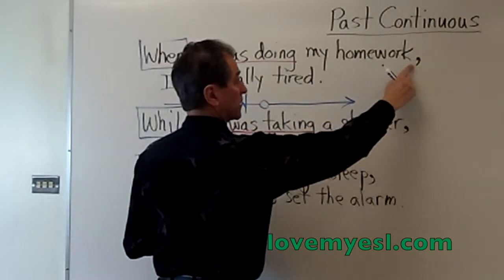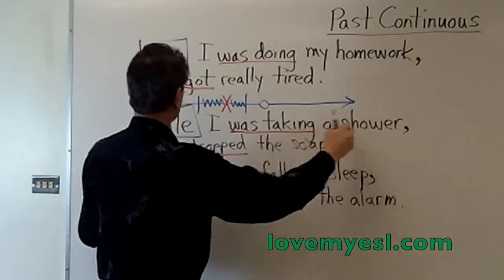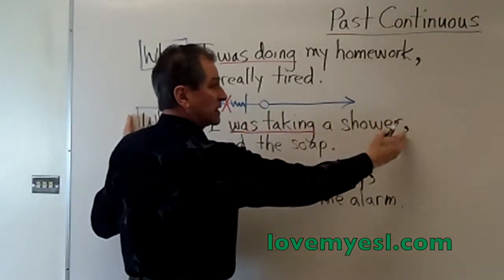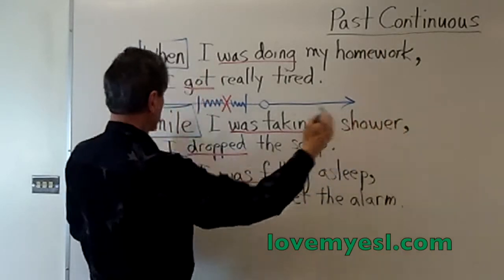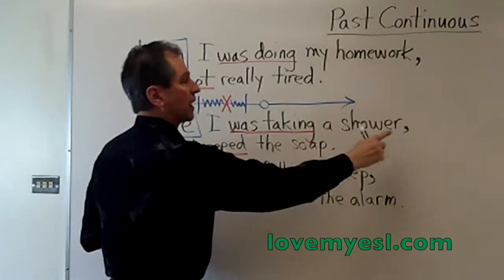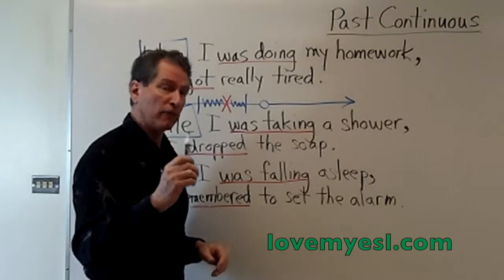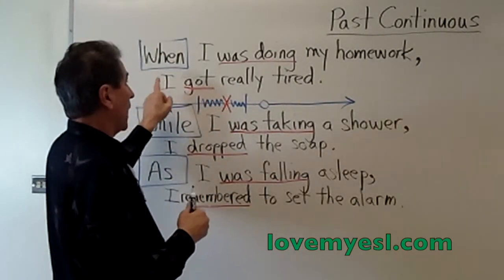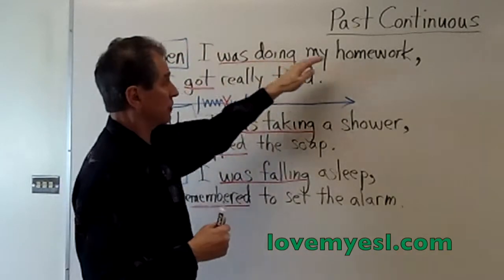Notice after all of these, I used a comma when the introduction used the words when, while, and as. In other words, when you had the dependent or adjective clause first and the independent clause second, I need to have a comma. However, you can put the independent clause first, and you can say, I got really tired when I was doing my homework.